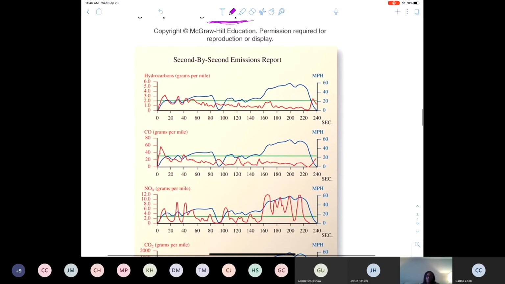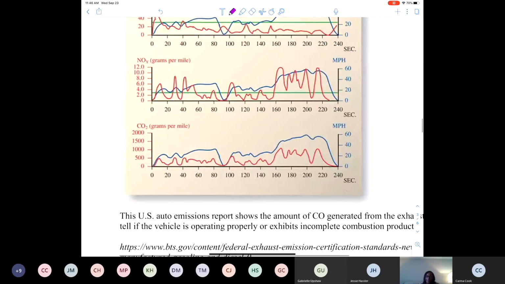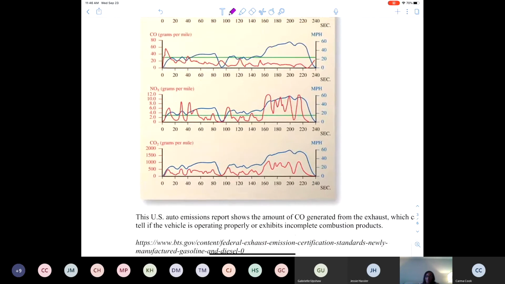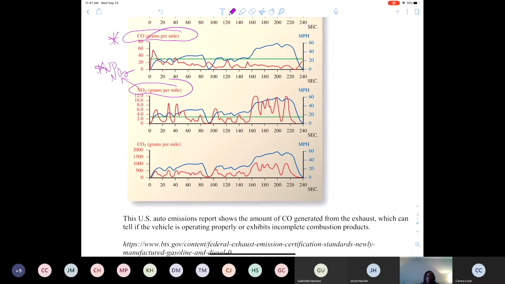And so this is a copy of an emissions report. It shows the amount of certain compounds that are generated from the exhaust of an automobile, things like carbon dioxide, nitric oxides, and the dangerous carbon monoxide. Both carbon monoxide and the nitrogen oxides, NO and NO2, are air pollutants. And so the green line that you see is the standard.